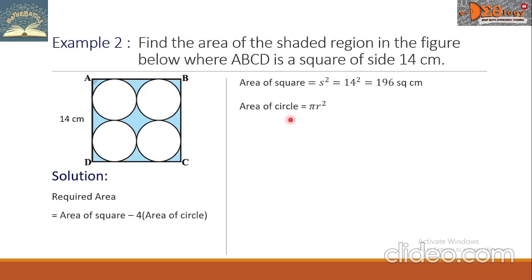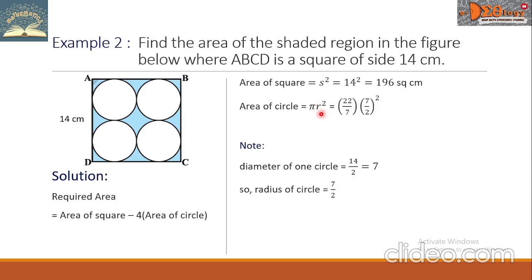Now, the area of circle, that is pi r square. In our figure, note that the diameter of one circle equals 14 over 2, and that is 7. Therefore, the radius of the circle equals 7 over 2. And this value we will substitute for the r. We have now 22 over 7 for the pi times the square of 7 over 2. The square of 7 over 2 is 49 over 4. And when we simplify these fractions, the product is 38.5 square centimeters.